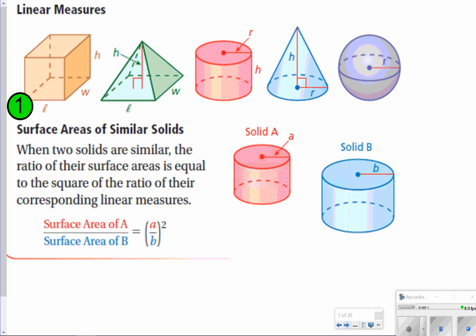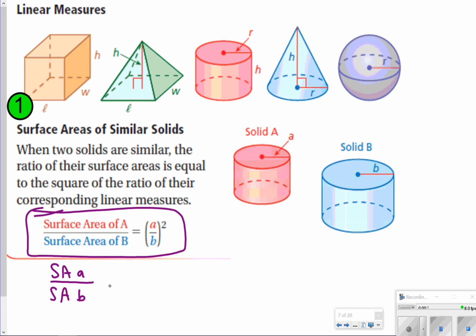The first thing we're going to write down is how the surface area of similar solids compares to their side lengths. This is what you want to copy down from this sentence over here. It says when two solids are similar, the ratio of their surface areas is equal to the square of the ratio of the corresponding linear measures, or corresponding sides. Another way I like to write it: surface area of A over the surface area of B is equal to A over B squared.